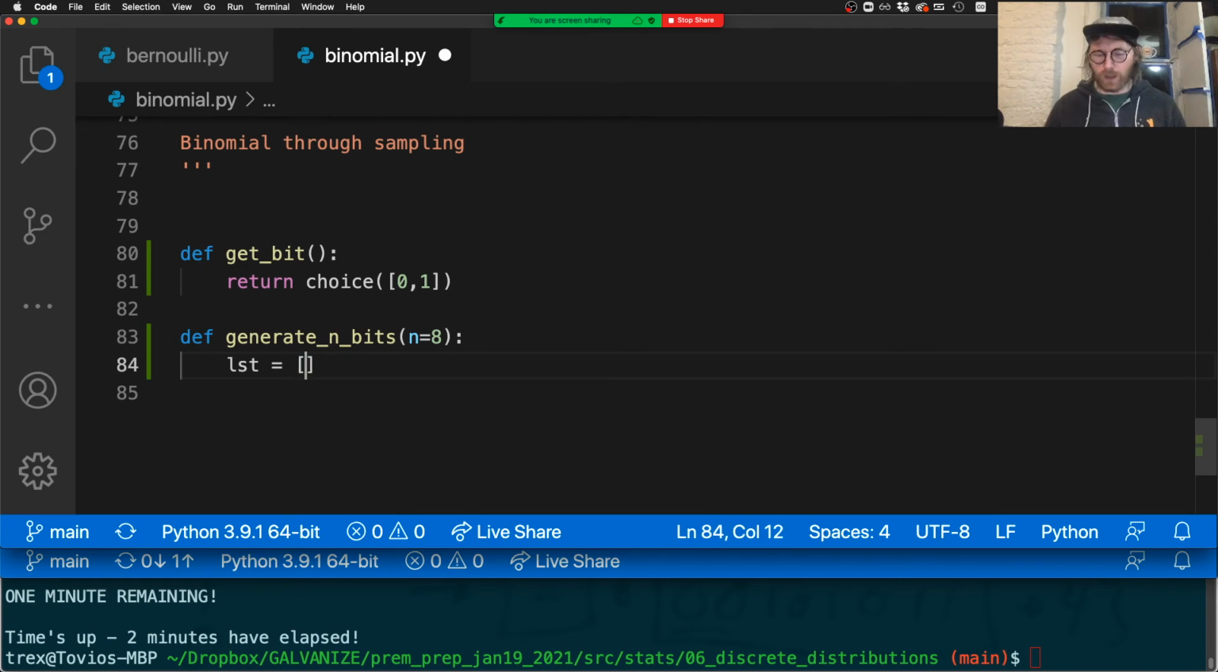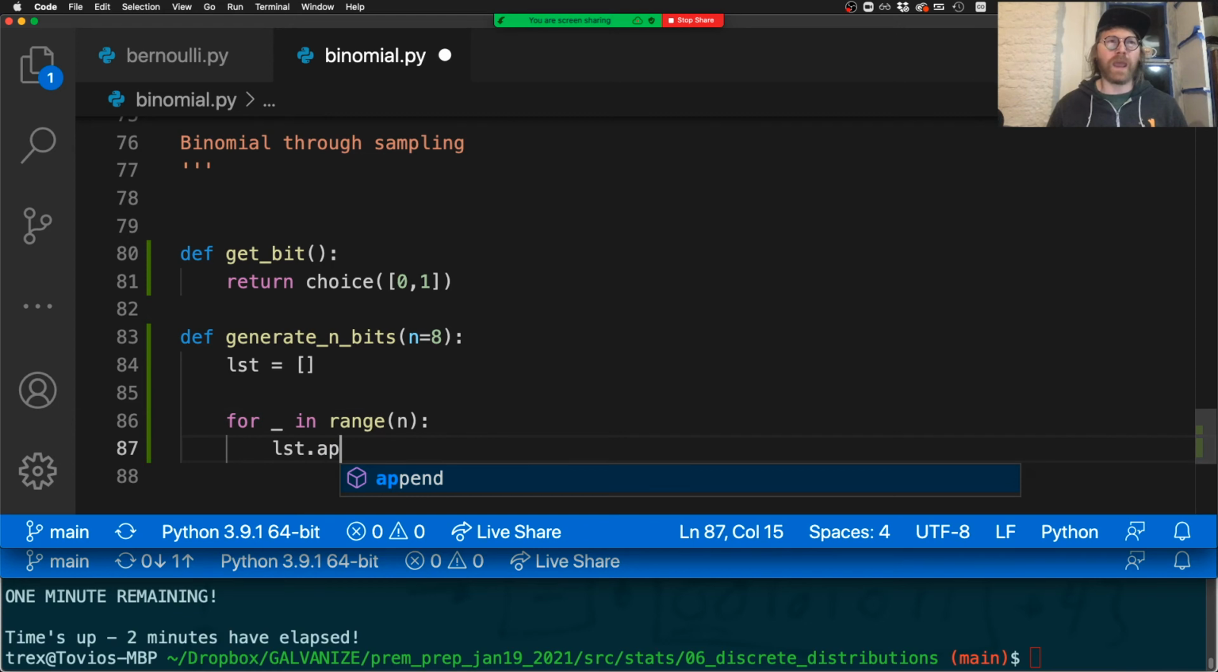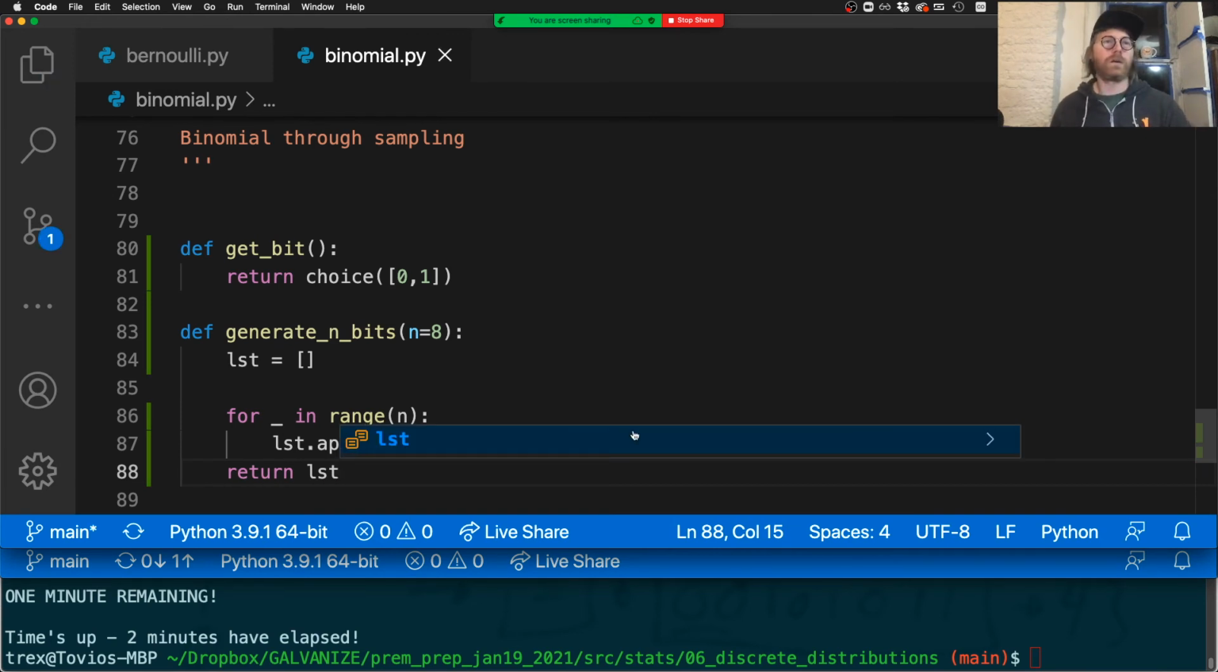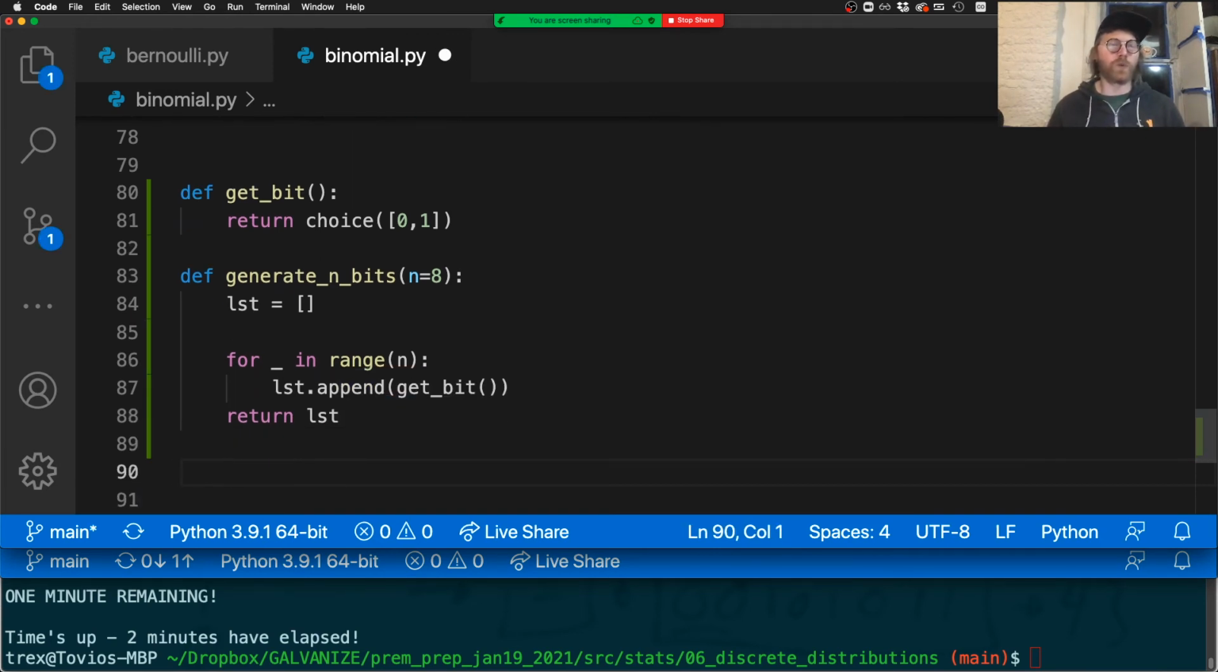So if we're going to take an accumulator collector approach, we'll instantiate the list, then we'll say for whatever in range n, we'll append bits to that list. And then we can return the list. So this will work. I'll just call it really quick. So print generate n bits, and let's generate 12 bits.